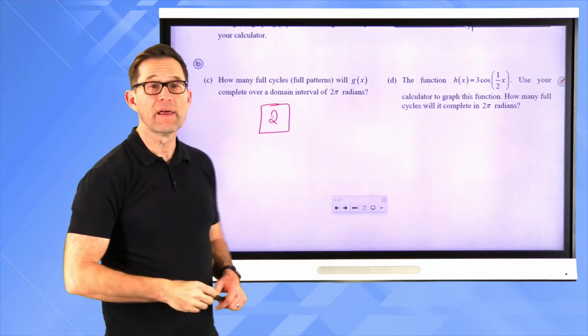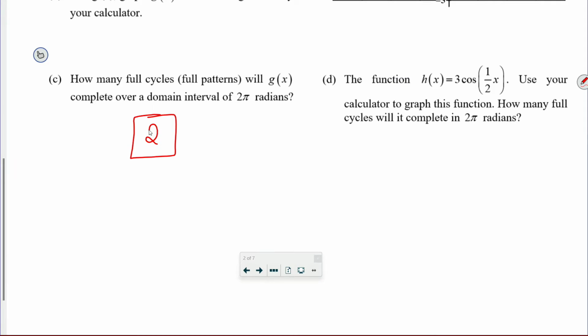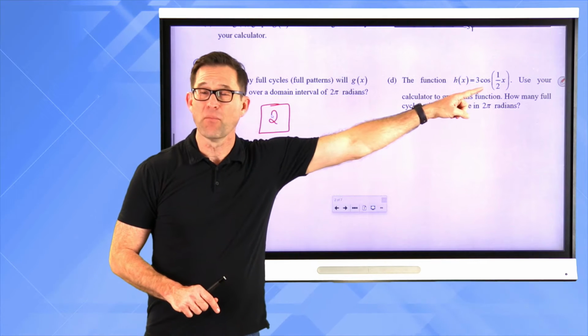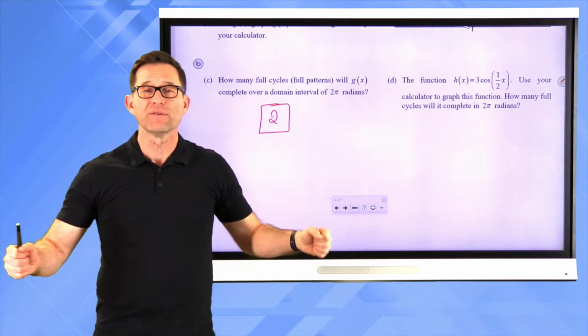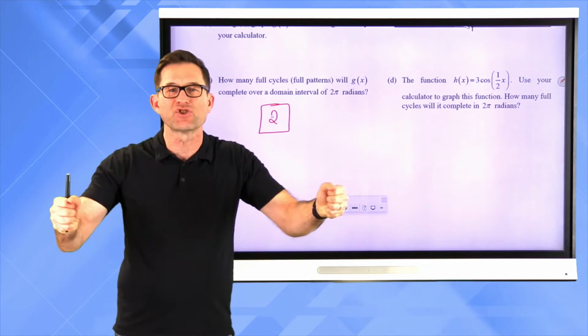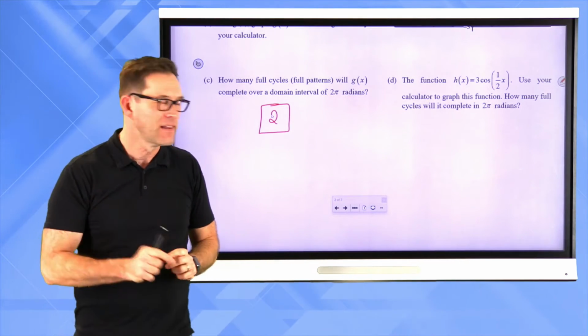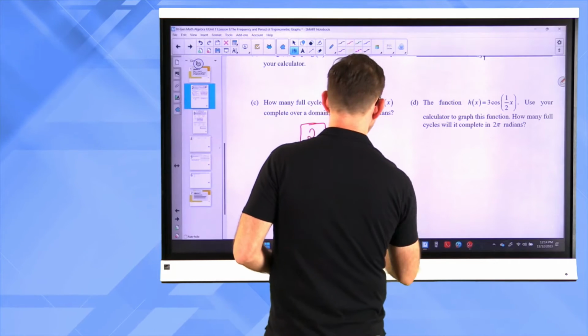All right, let's take a look at letter D. The function h of x equals 3 times the cosine of 1/2 x. Use your calculator to graph this function. How many full cycles will it complete in 2 pi radians? Now, not surprisingly, by multiplying by 1/2, instead of compressing our function, we're going to stretch it away from the y-axis by a factor of 2. Let's see how that looks on our graphing calculator.